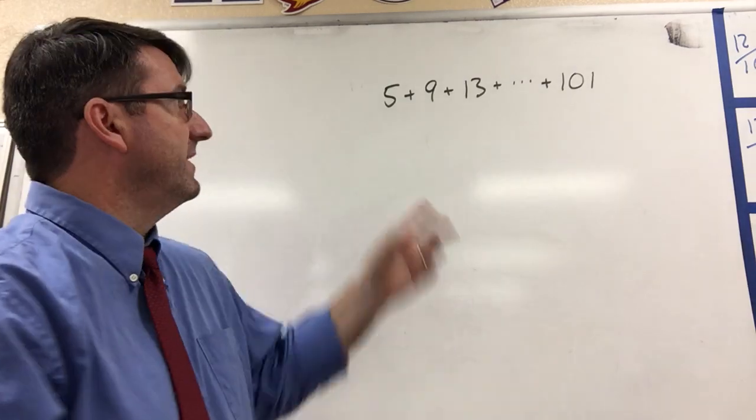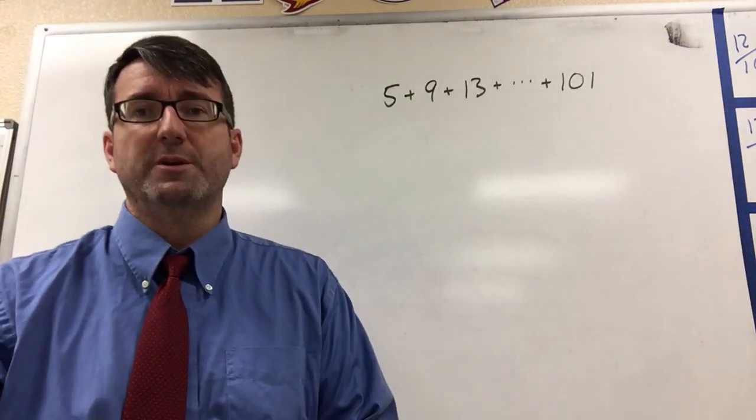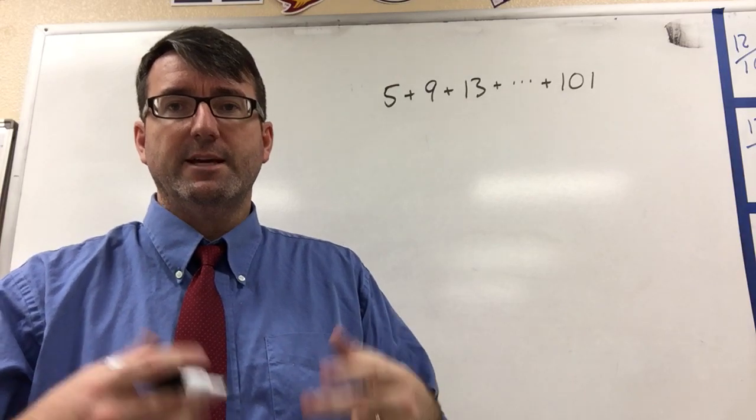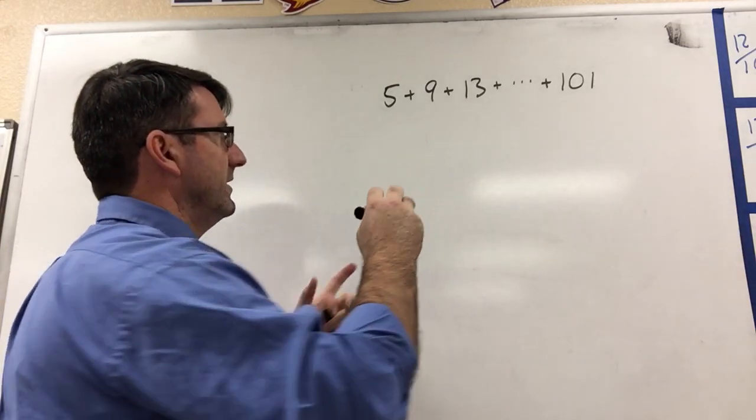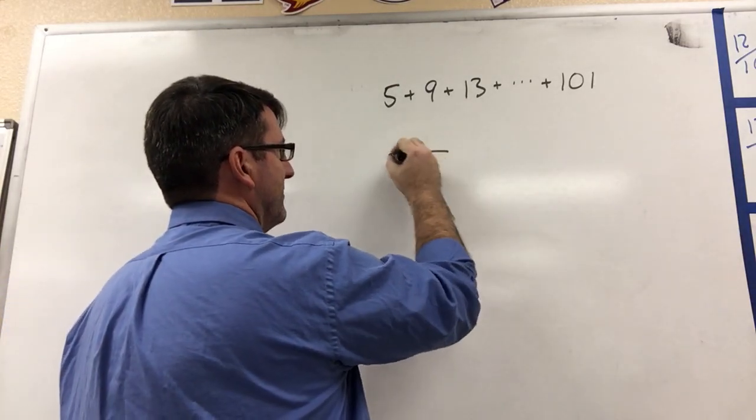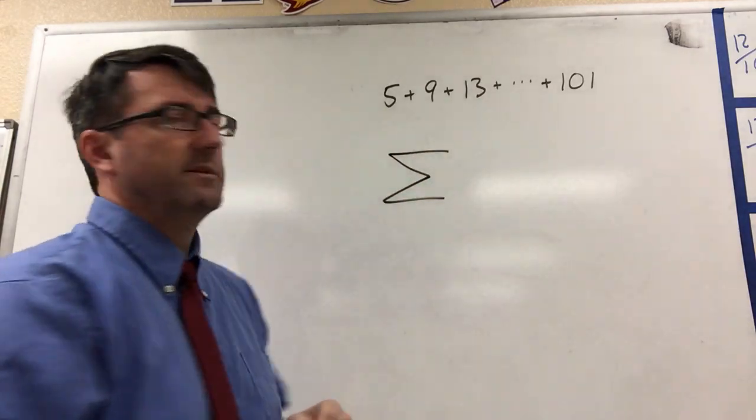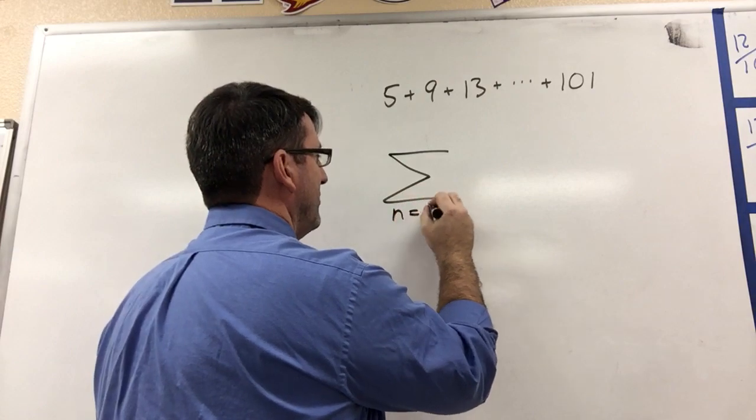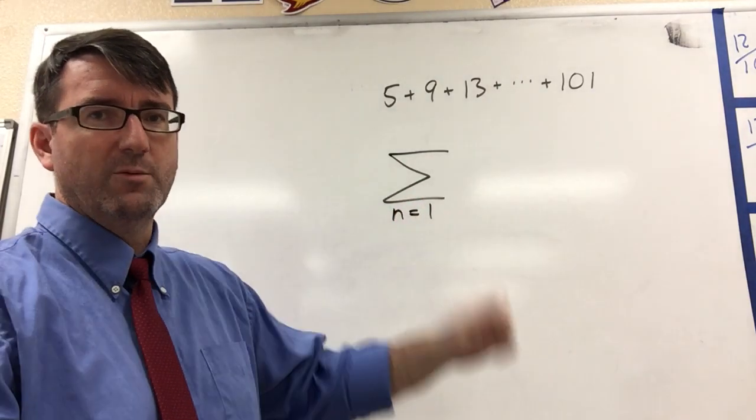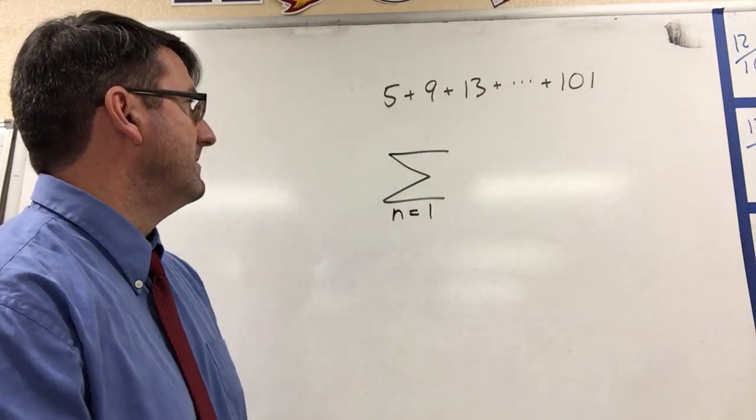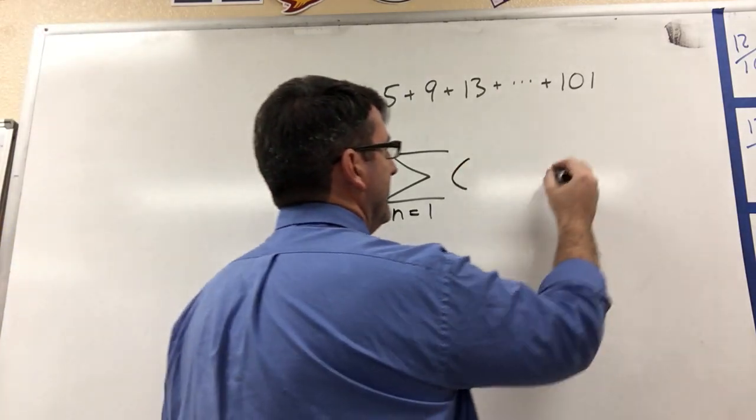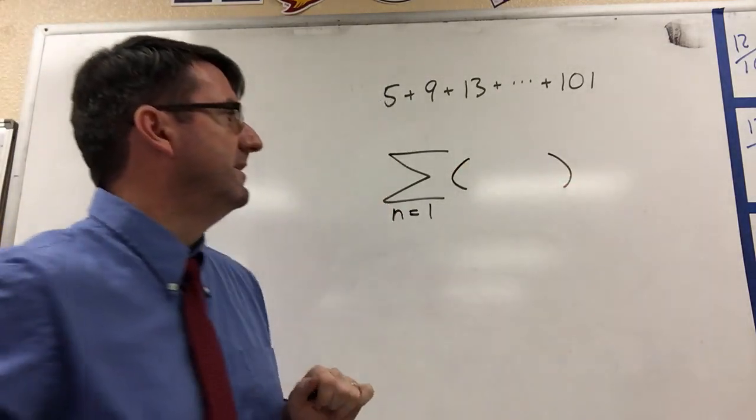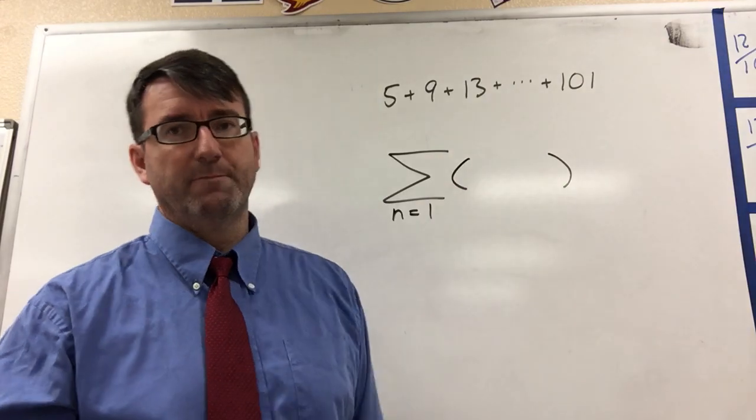All right, for number 9, we're given this series and we're told to express it using sigma notation. So for sigma notation, let's just start with a big sigma, the Greek letter sigma, we're going to start there. And n equals 1. We're almost always going to start with n equals 1 on the bottom. Now what we need is an expression in here.